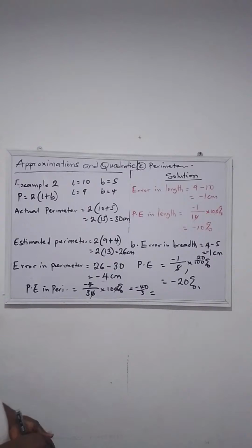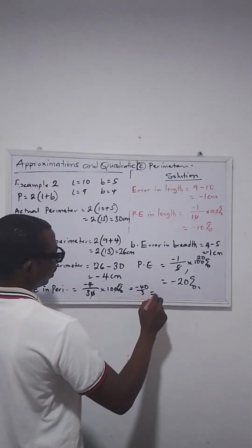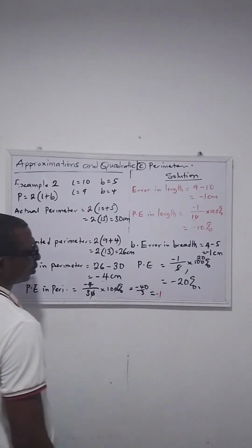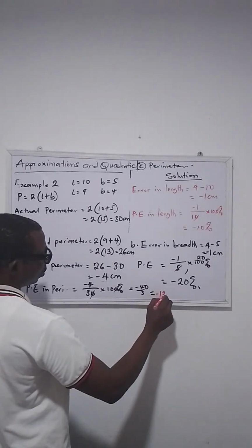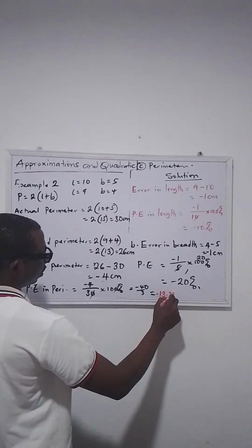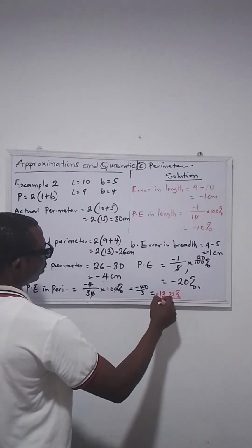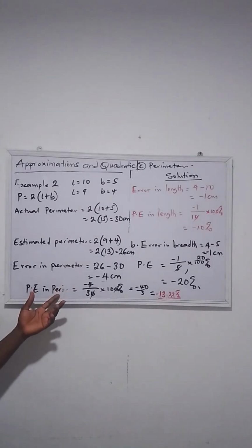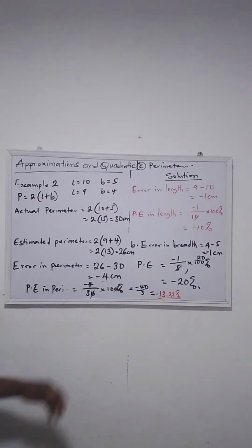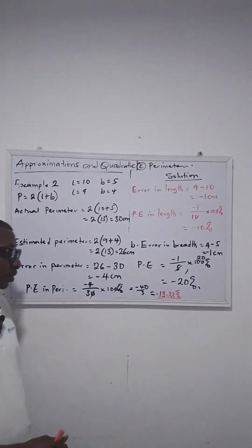So 3 goes in 4, that's 1. It remains 1. So, and 3 goes in 10 is what? 3. So 0.3%. So this is going to be the percentage error in perimeter. So that is the answer to the problem.